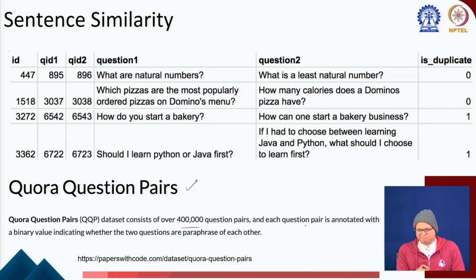So, what are natural numbers? What is the least natural number? The label is that it's not a duplicate, since there are two different answers. But how do you start a bakery and how can one start a bakery business are duplicate questions. The answer for one will suffice here. So the task is, given two sentences, whether they are similar or not. And you can read more about this data set.